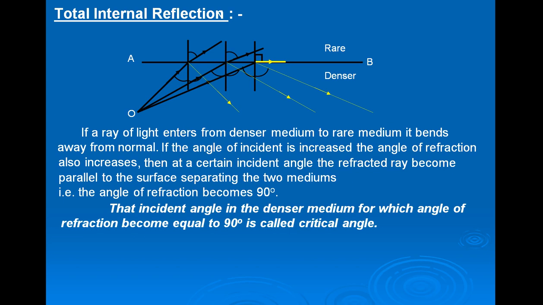That incident angle in the denser medium for which the angle of refraction becomes equal to 90 degrees is called the critical angle. That is, the incident angle in the denser medium for which the angle of refraction becomes equal to 90 degrees is called the critical angle. This is the critical angle C.